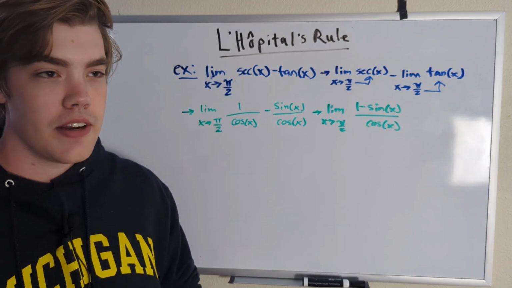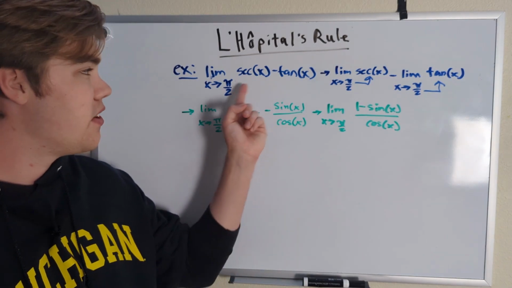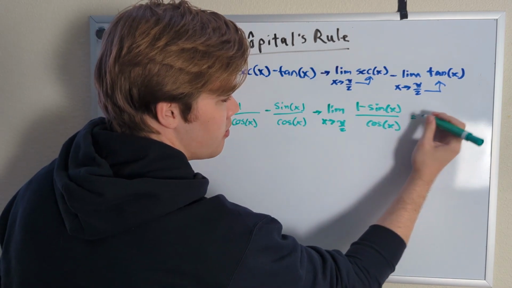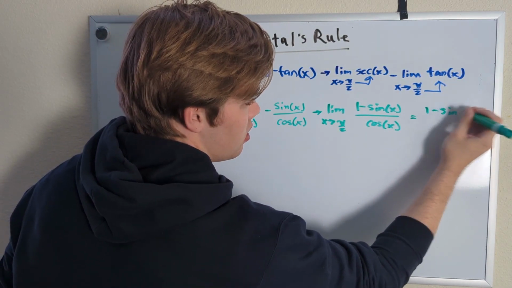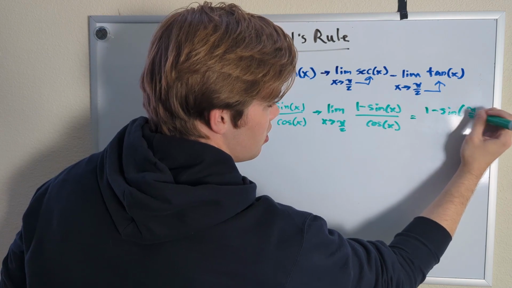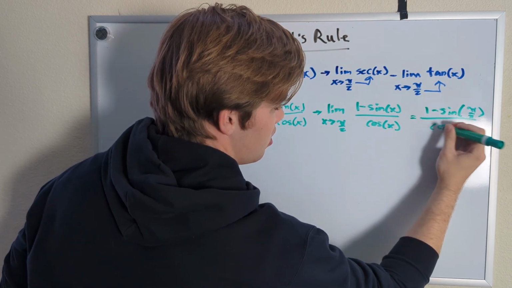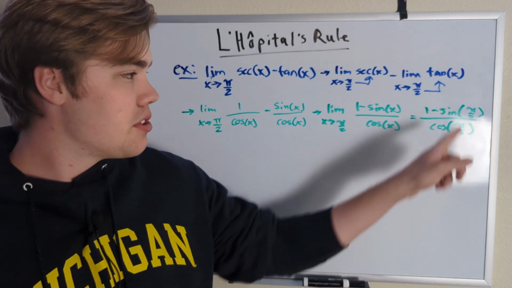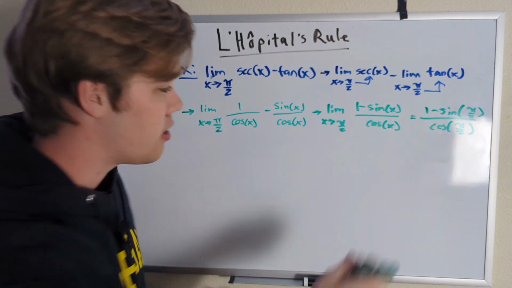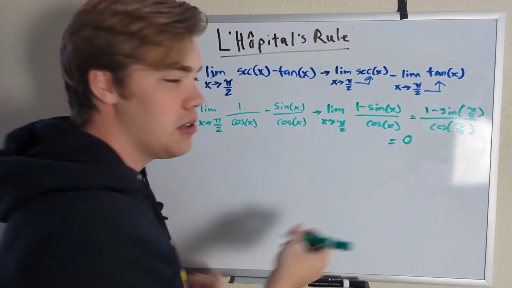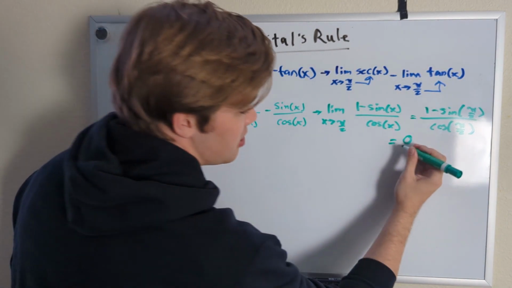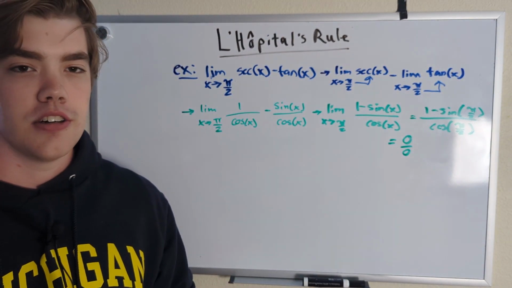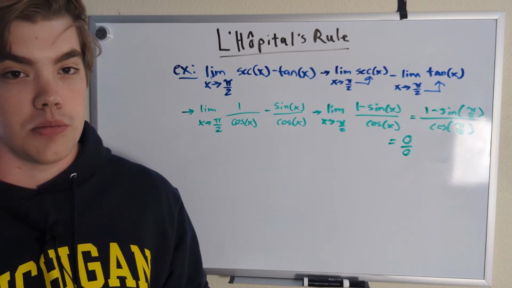Now, if you don't have a way to graph your function, this would actually be a great way to show that this function is currently in an indeterminate form. If we were to plug in pi over 2, we would get 1 minus sine of pi over 2 divided by cosine of pi over 2. Sine of pi over 2 is equal to 1, so this ends up equaling 0 on top, and then cosine of pi over 2 is 0. So we end up getting the indeterminate form 0 divided by 0. In case you don't have a graph, this is how you could show this is indeterminate form and that you need to use L'Hopital's rule.